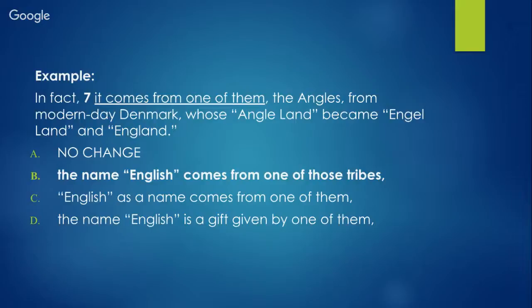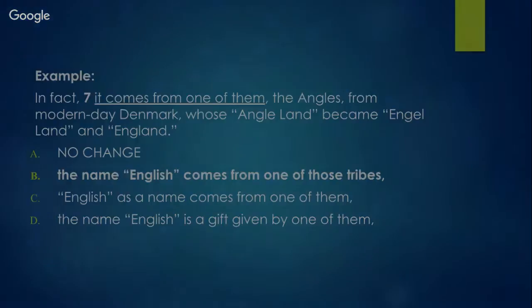If you look at option A, we know that it's too vague to have no change. And we also know that's only right 1/4 of the time. Option C, in fact, English as a name comes from one of them. We still don't know what them it means. And option D, the name English is a gift given by one of them. Who is them? We still are not specific. So the correct answer choice is going to be concise, but also specific.